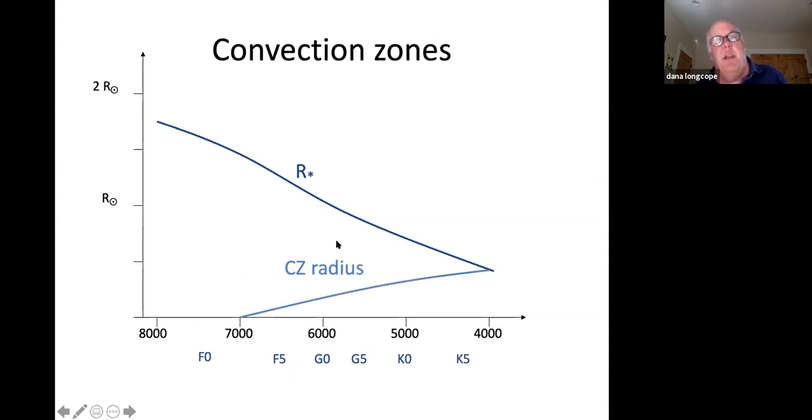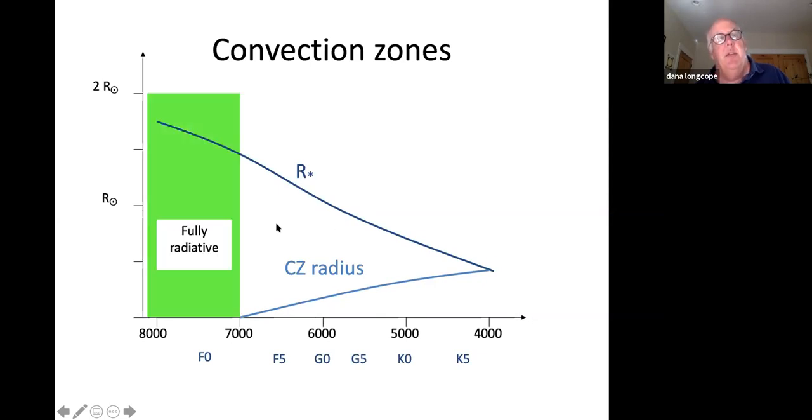And if you figure out what the convection zone portion of that star is, it actually starts out at 0 somewhere in the F star range. So to have a convective envelope, you really need to be small enough, or the surface temperature needs to be cool enough, but it's really that you're small enough that you drive convection. And so that means there are a bunch of stars that really don't have the ingredients we're looking for.